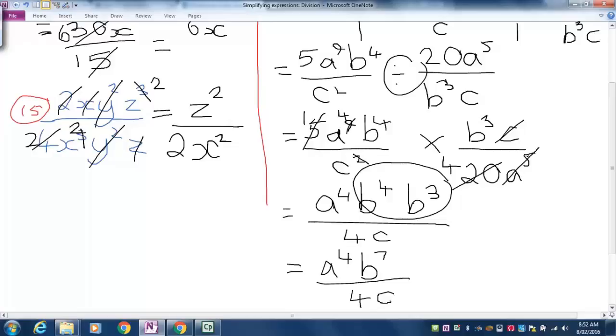Hopefully that's helpful. That last one had quite a few steps to it, but if you just break it down one part at a time, it's not too difficult.